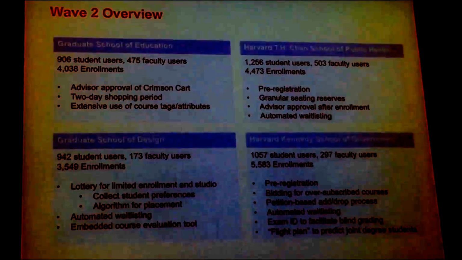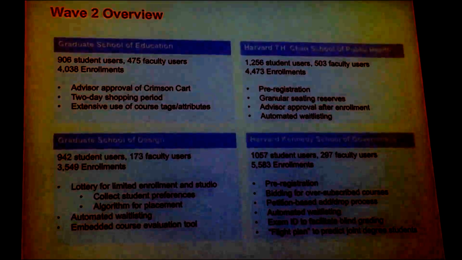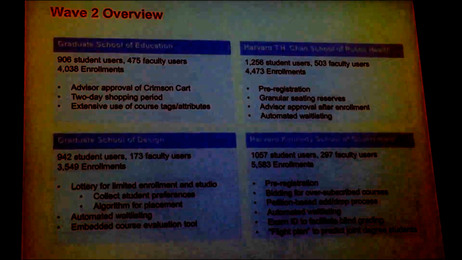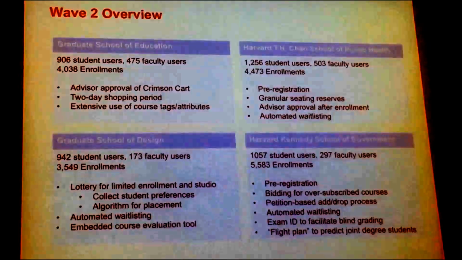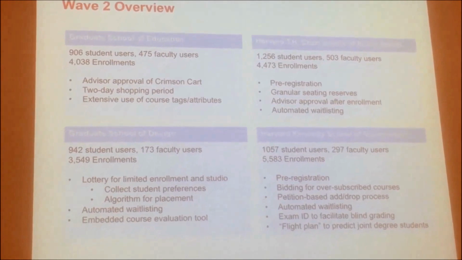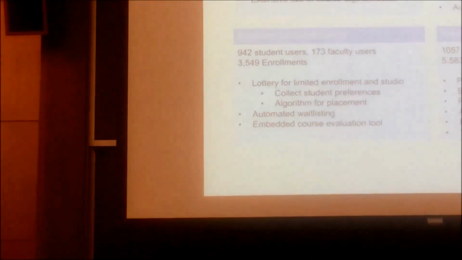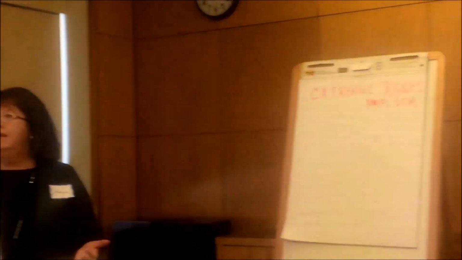So I'm not going to read all the details here, but here are our 4 schools: the Graduate School of Education, Harvard T.H. Chan School of Public Health, the Graduate School of Design, and the Harvard Kennedy School of Government. Now the thing that's important here is that these schools were implementing additional functionality. They weren't just implementing things the way FAS did them. They wanted to do things their own way. So you can see in here, for example, education has a 2-day shopping period. Can you read that? Yeah. That they wanted to implement.